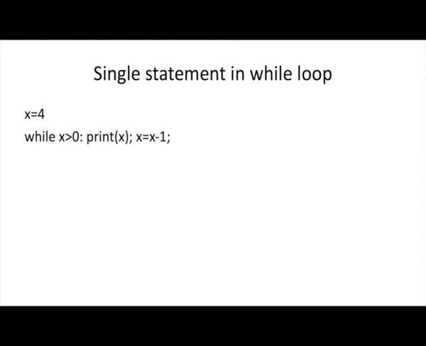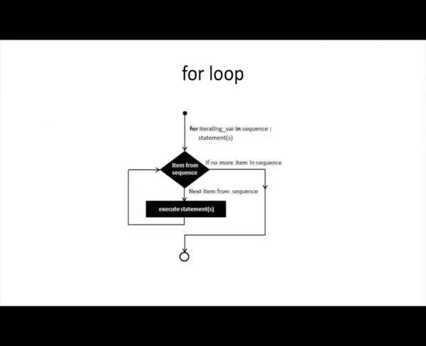Here you see that each statement is demarcated by a semicolon. There are two statements in the while body, and we use a semicolon to separate them. Without the second statement, it would form an infinite loop. Next looping structure is the for construct.